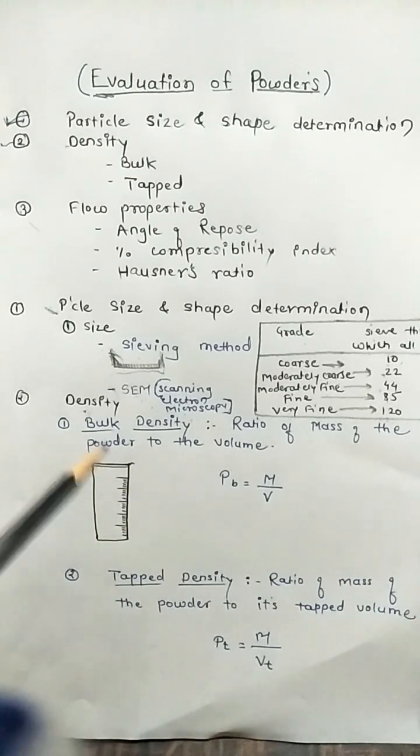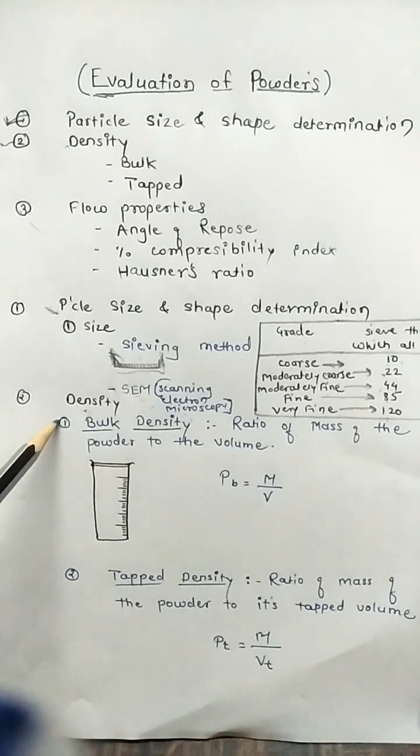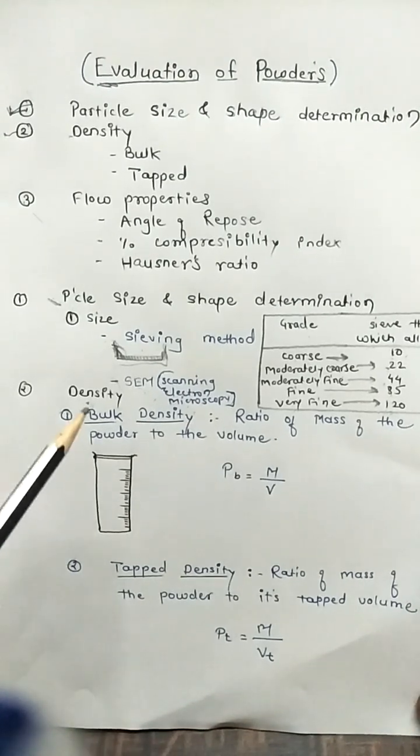Okay, how can density be calculated for powders? For that, two types of densities are mostly used. The first is bulk density, and the second is tap density. Okay, so what is bulk density?